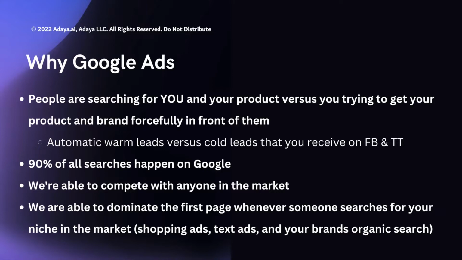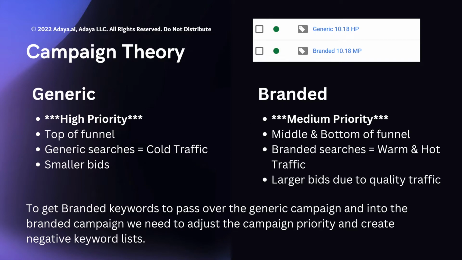And I also want to make sure my SEO and organic search is on that first page as well. So here's the campaign theory of the whole entire strategy. There's going to be 2 campaigns. They're going to be the exact same setup. They have to have the same exact amount of products within each of them, the same exact products.